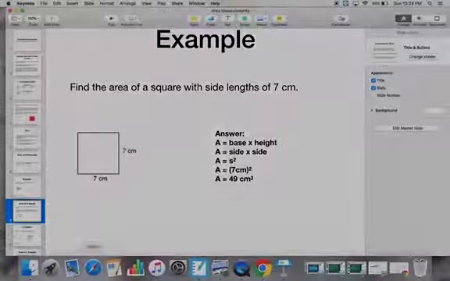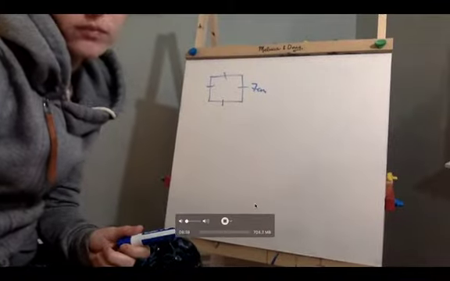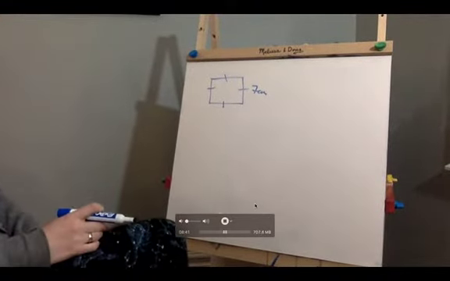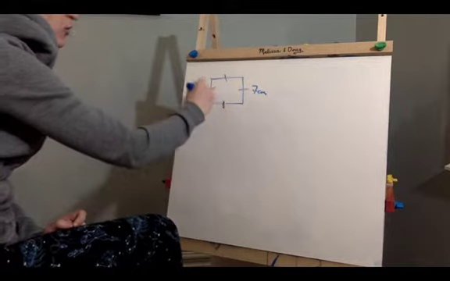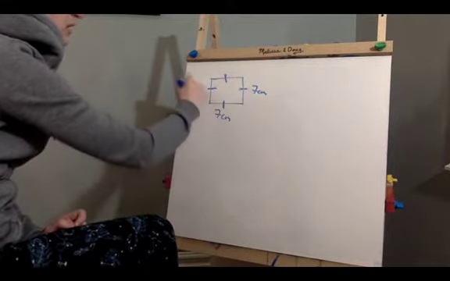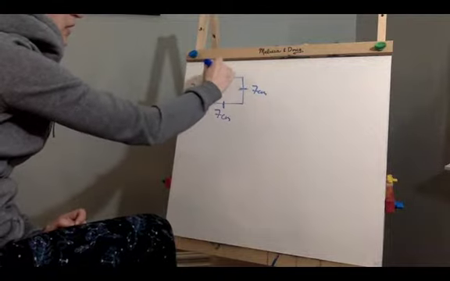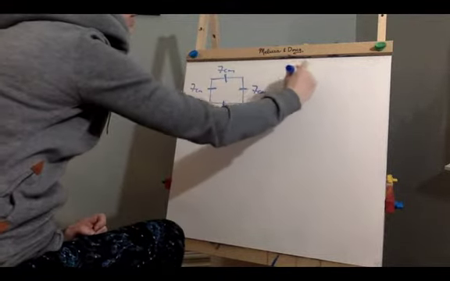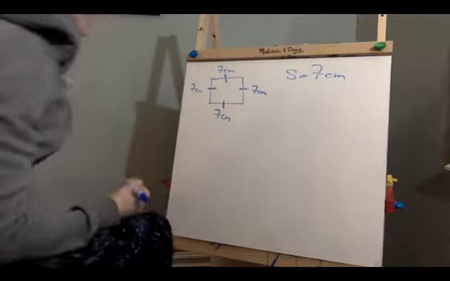Okay, so we'll do that one on the board as well. Again, what we've been given is a square, so these little lines here are just representing the fact that they're all equal, right? So that's 7 centimeters, that's 7 centimeters, that's 7 centimeters, and that's 7 centimeters. So the side length of the square is 7 centimeters.